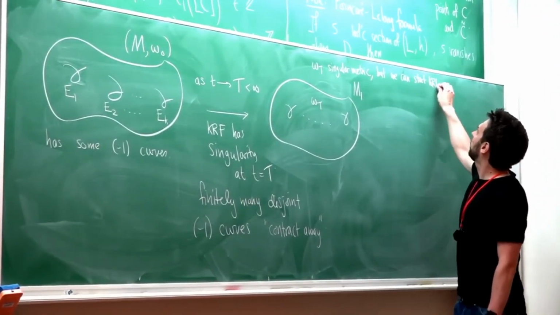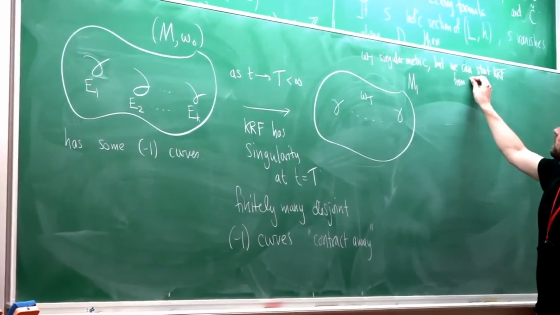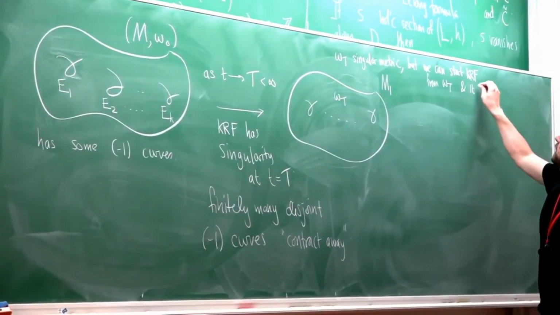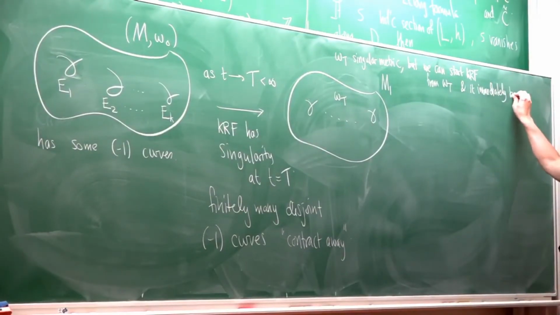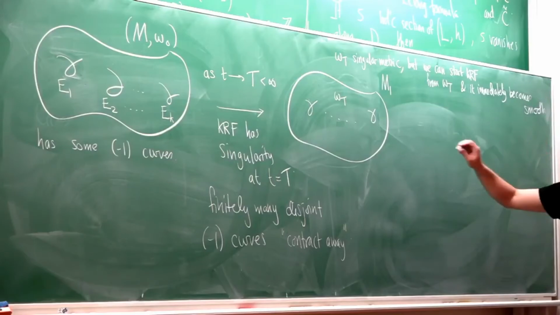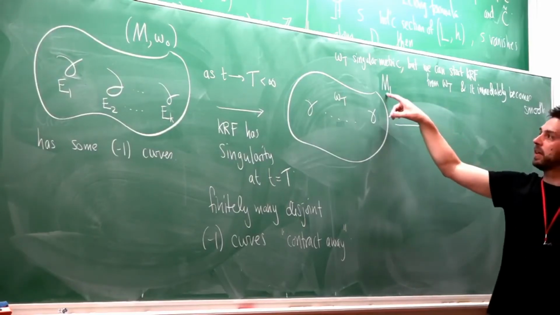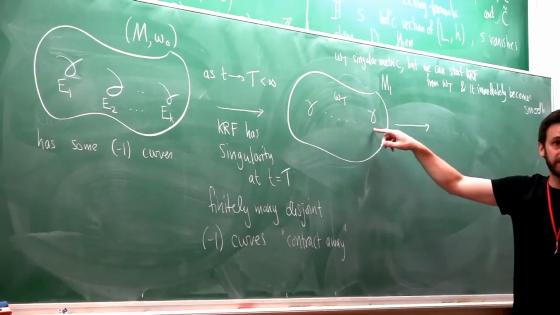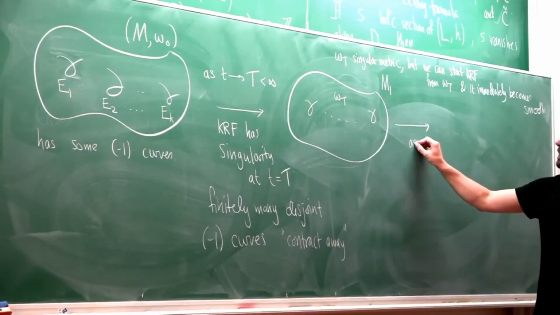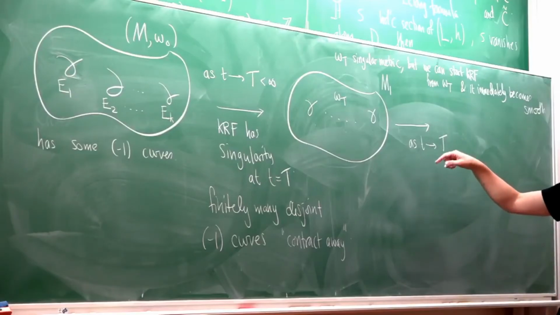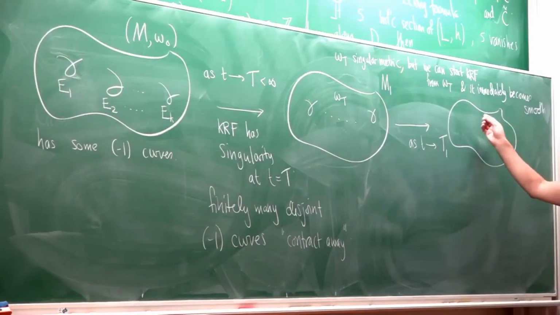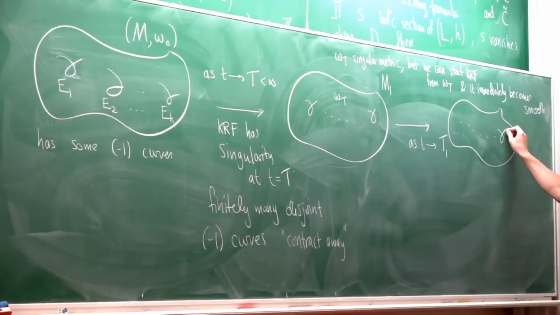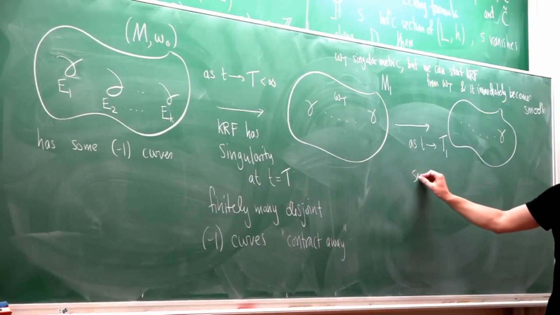We can start the Kähler-Ricci flow from omega t, and it immediately becomes smooth. It immediately becomes smooth, and then the same thing happens. We now have a smooth metric on a Kähler surface with a whole bunch of minus 1 curves, and after some finite time, as t goes to t1, say, some number of these minus 1 curves, the same thing happens.